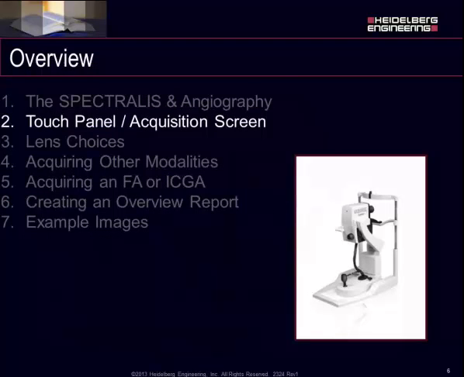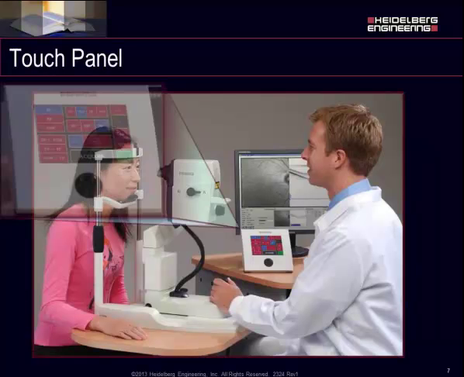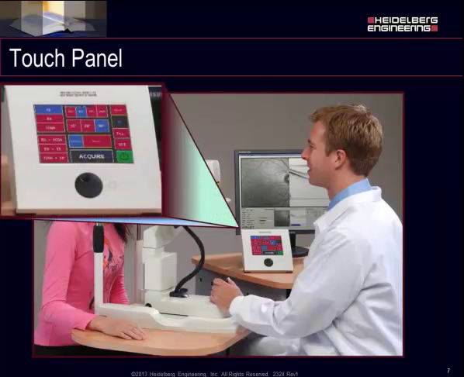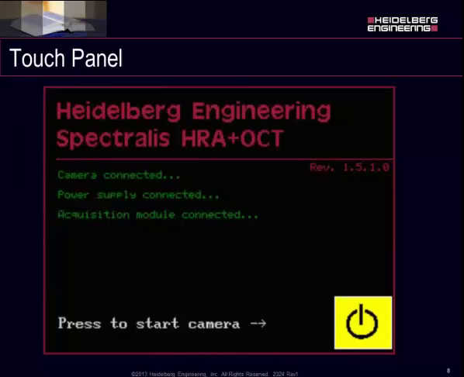Now let's look at the touch panel and the acquisition screen. The touch panel is going to let you change between different imaging modalities and also different settings during the acquisition phase. So when you look at your touch panel, initially this is what it will look like. On the bottom right side of the screen will be a start button. This button will start the camera.